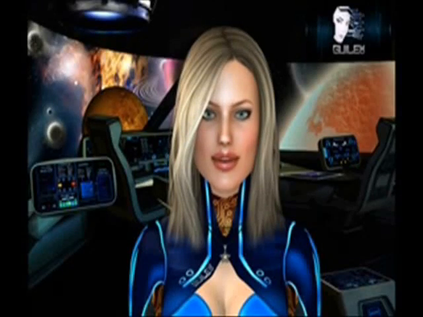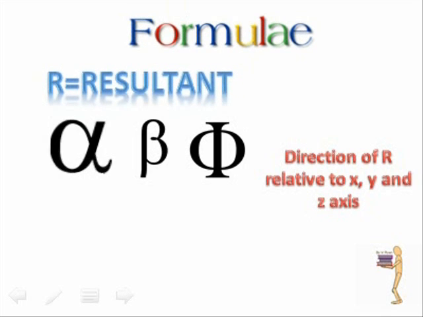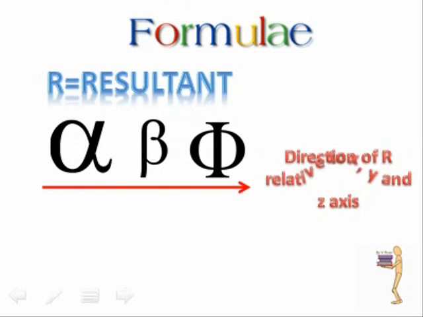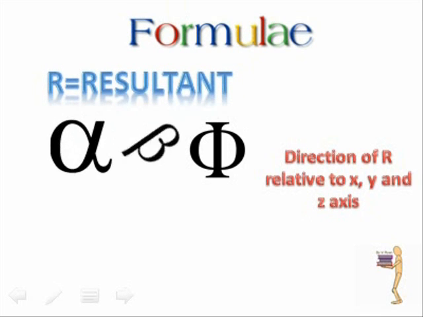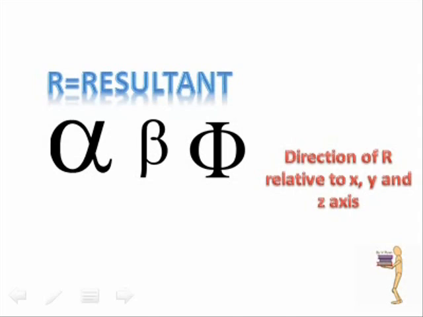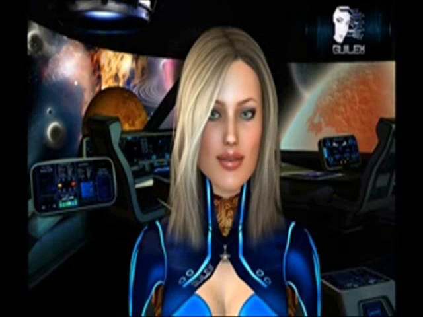Let's go to the application of static forces. The variables we need to consider are the following. We have R for the resultant. The alpha, beta, and gamma are for the direction of R relative to the X, Y, and Z axes. Here are some basic formulas in solving the resultant force of coplanar forces.